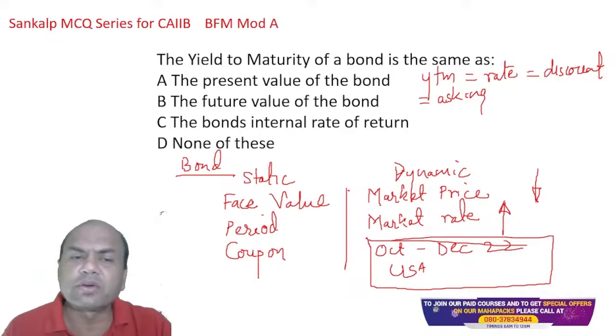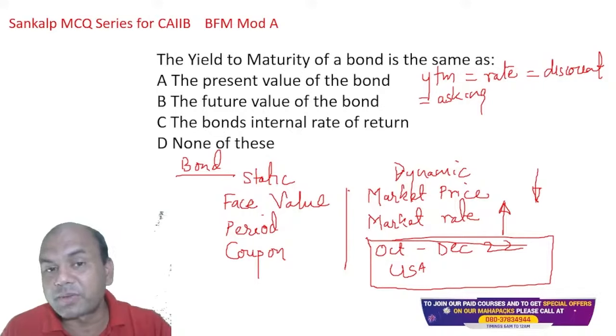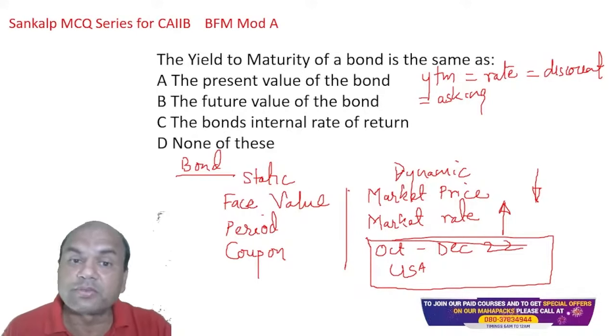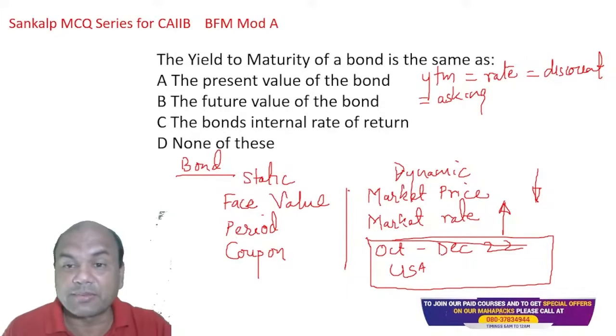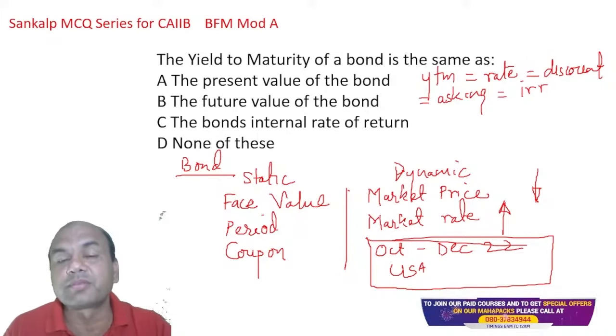So what is this equal to always? Remember, the present value formula is totally different. The future value formula is also different. Bond's IRR, this can be thought of. So you can call this IRR also, internal rate of return.